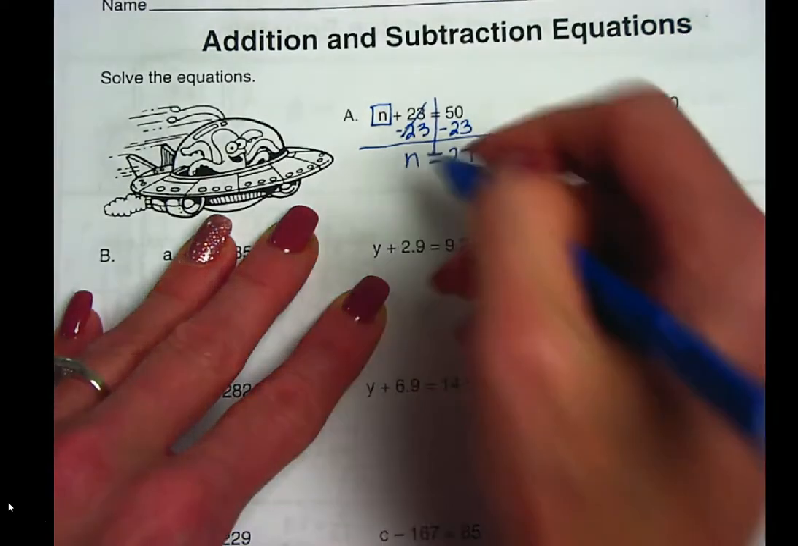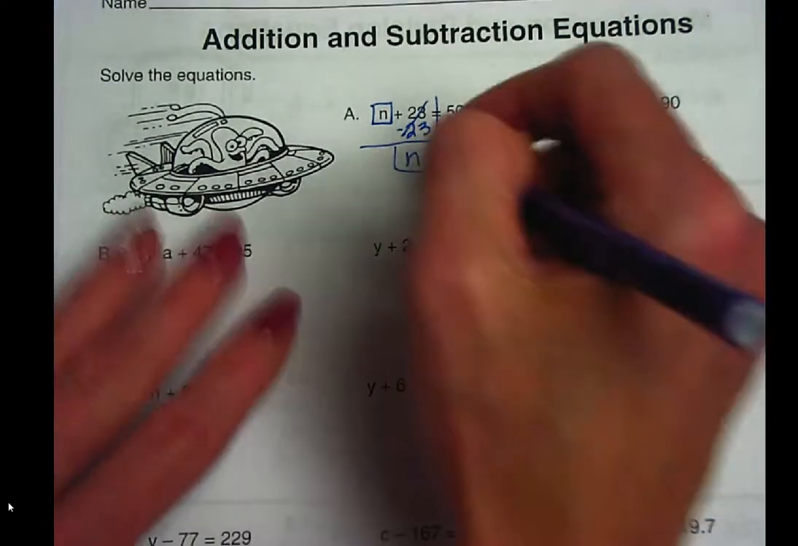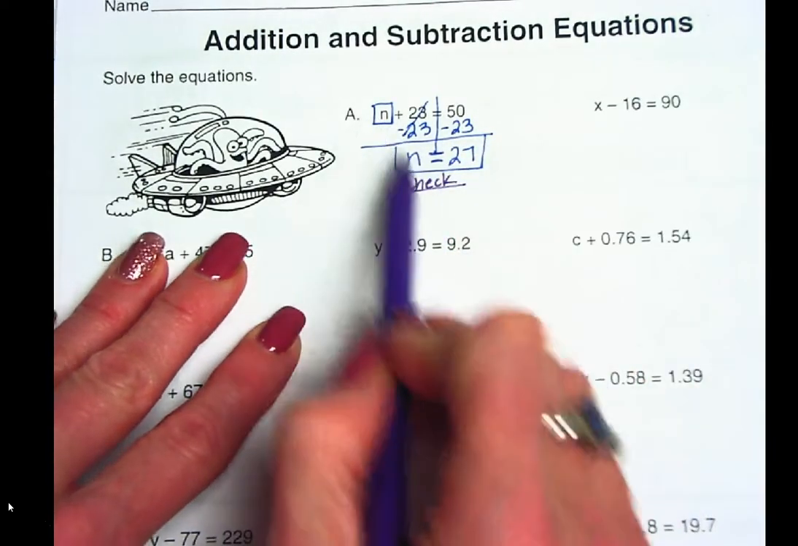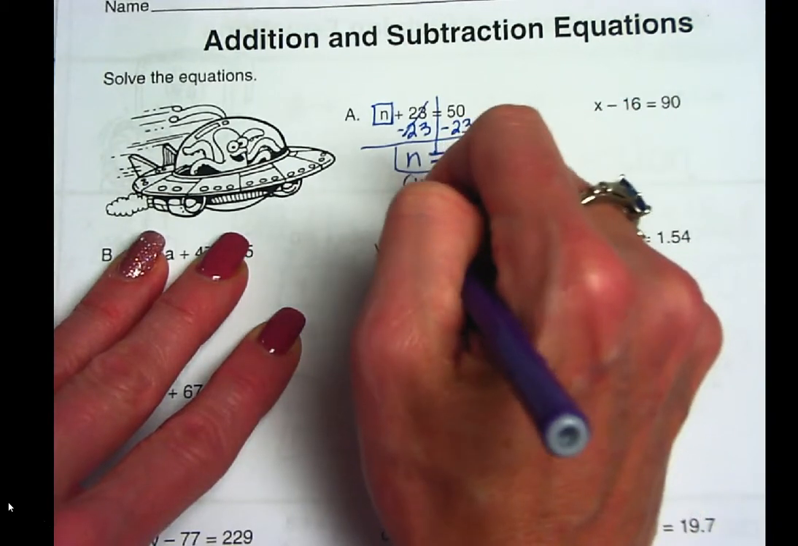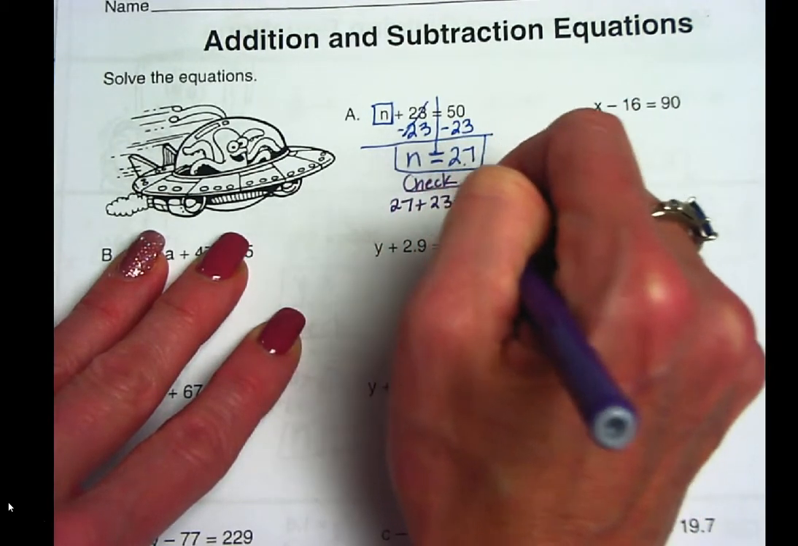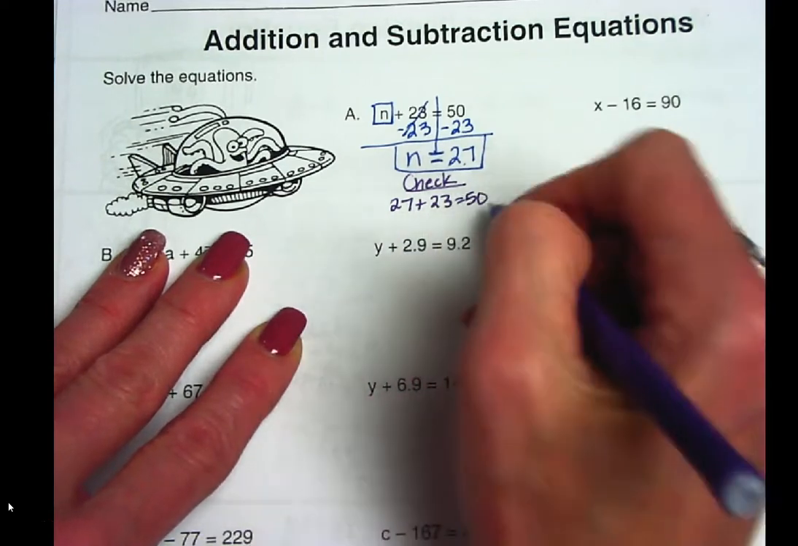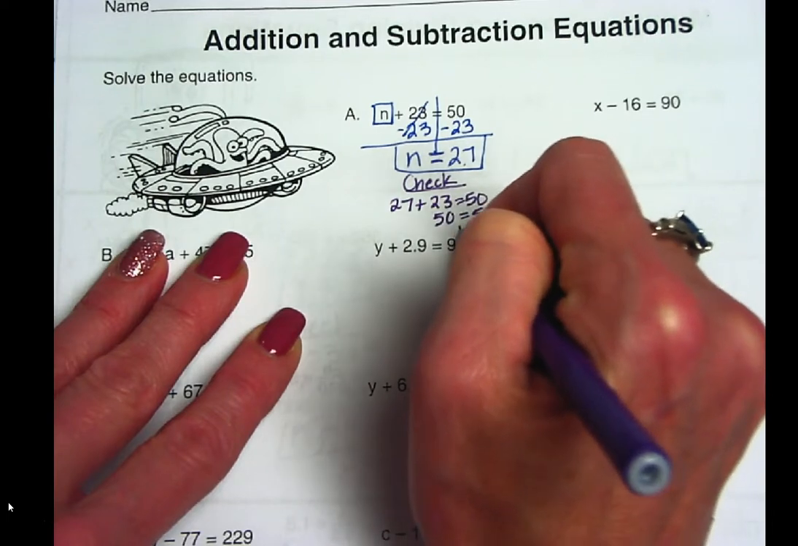So that's your first step, right? You're going to get your answer, and then you're going to do your check right underneath the equation you've solved. So I'm going to put in 27 for n. 27 plus 23 equals 50. I'm going to add 27 and 23. That is 50. 50 equals 50, and you're going to check it.